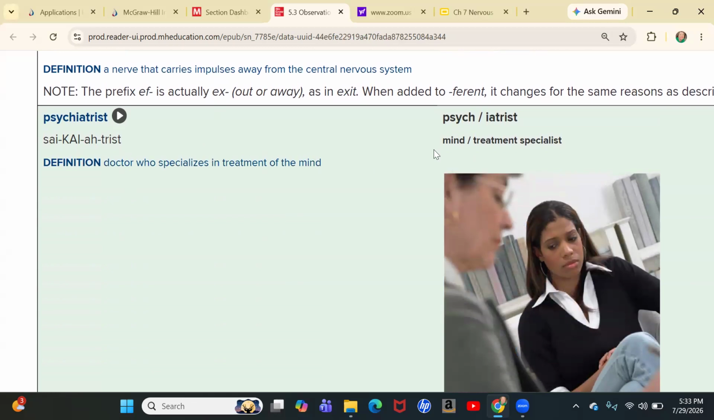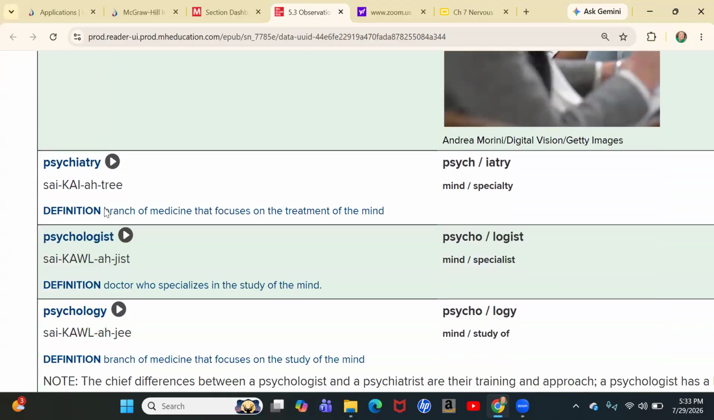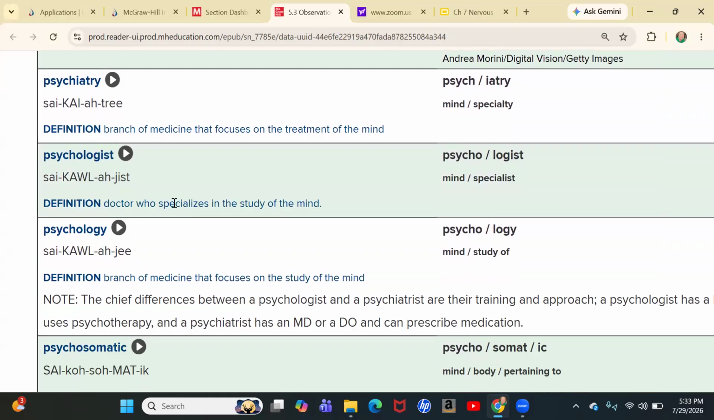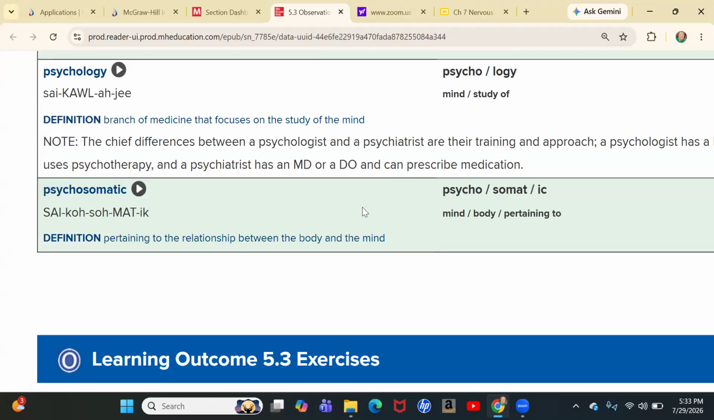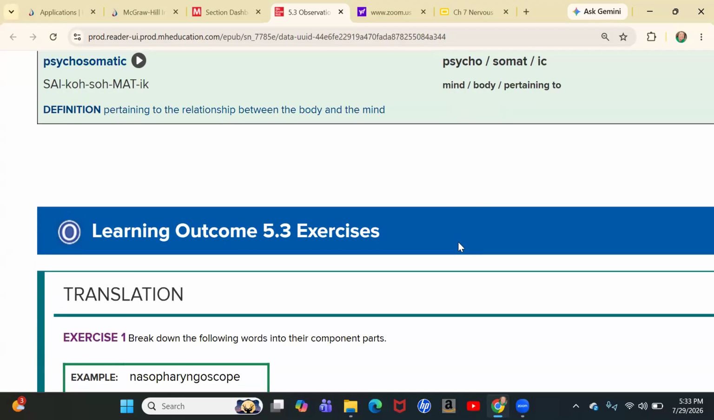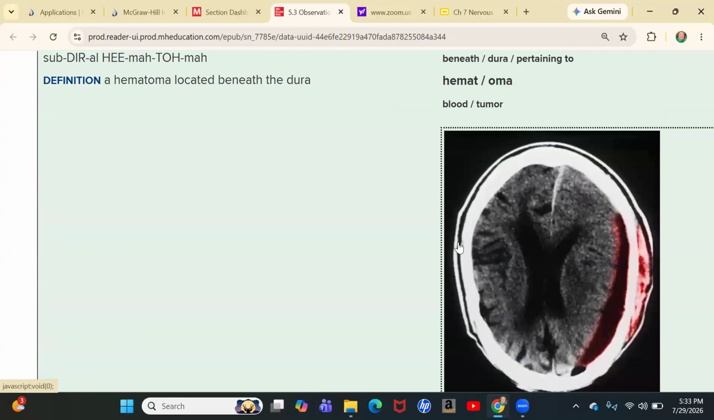Psychiatrist. Okay. Psych meaning mind, iatry meaning to treat. Okay. Doctor who specializes in the treatment of the mind. Psychologist, doctor who specializes in the study of the mind. Psychology, the actual study of the mind. And psychosomatic, pertaining to the relationship between the body and the mind. That extra word root there, somato, can mean flesh, can mean body. And in this instance, it means body. So pertaining to mind and body.